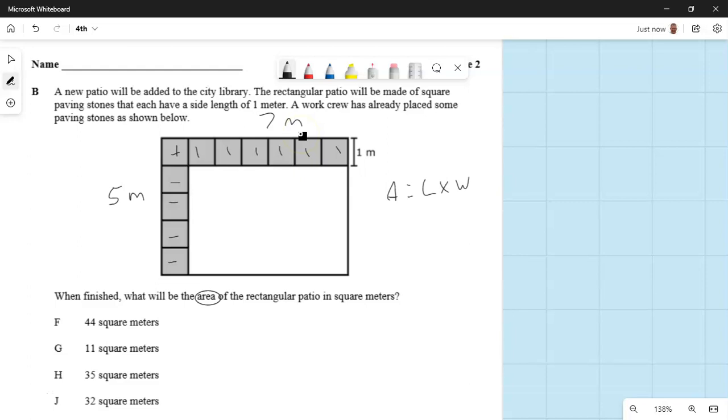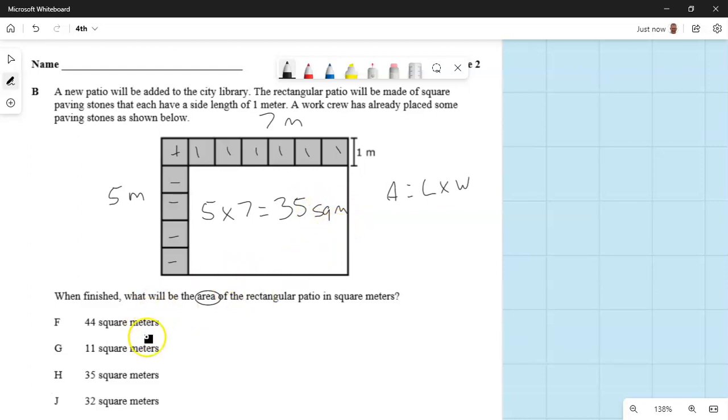So to calculate the area, I would do 5 times 7, and I know my multiplication facts real well. 5 times 7 is 35. That's going to be square meters.